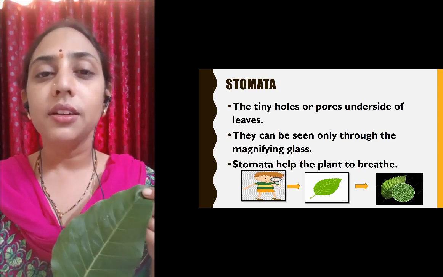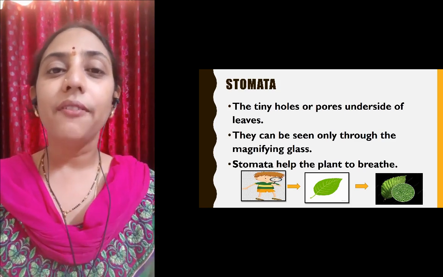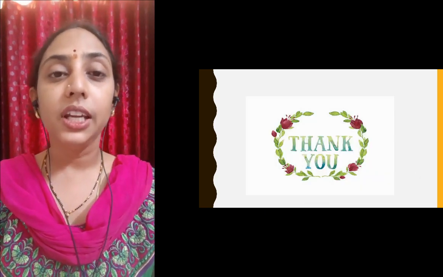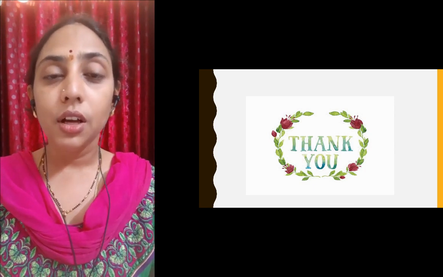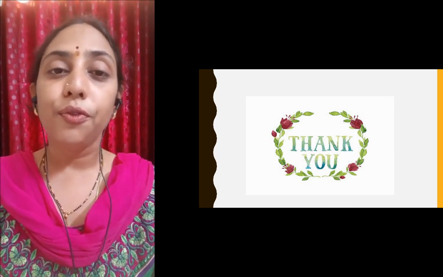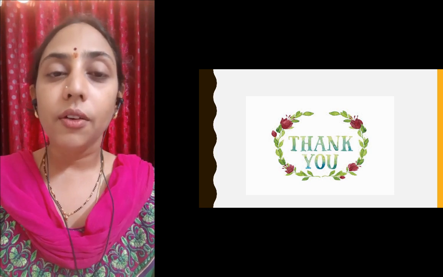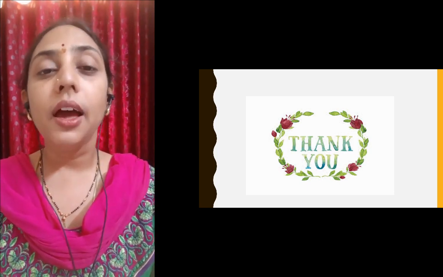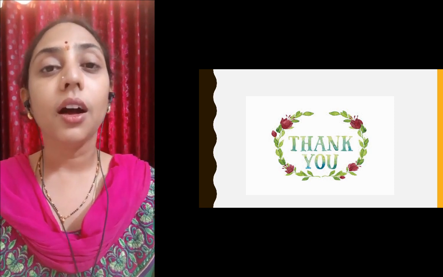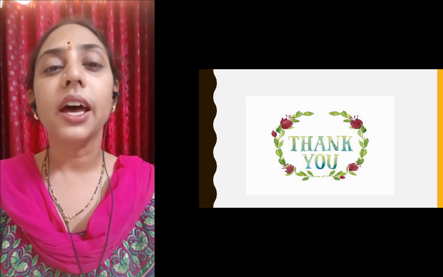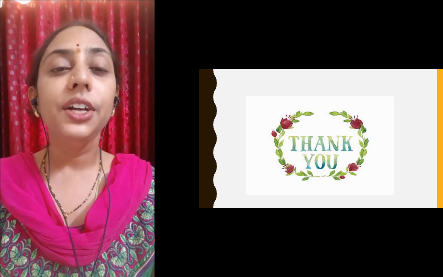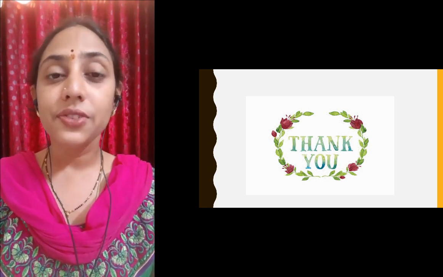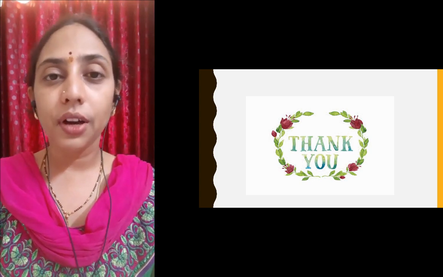So students, we have learned the different parts of the leaves and how the leaves differ from each other. The leaves look very different from each other in size, shape, smell, and even in color. So all the plants around us have different types of leaves. Leaves play a very important role.